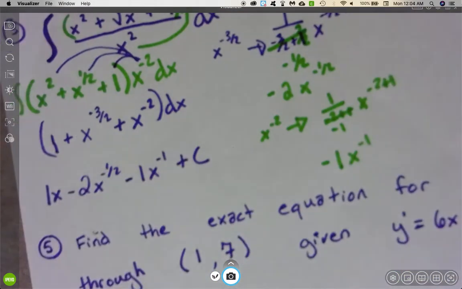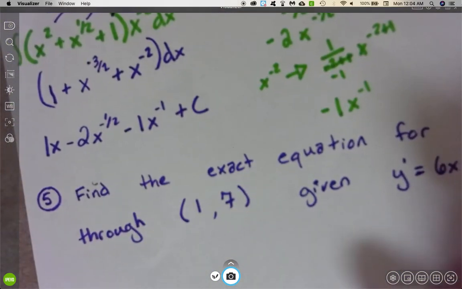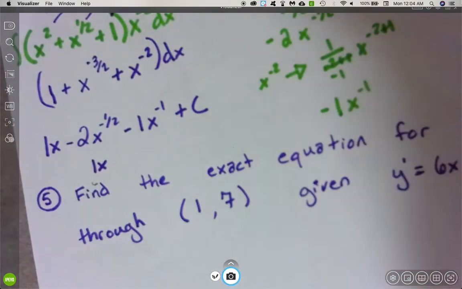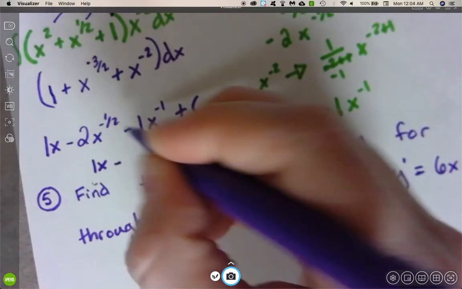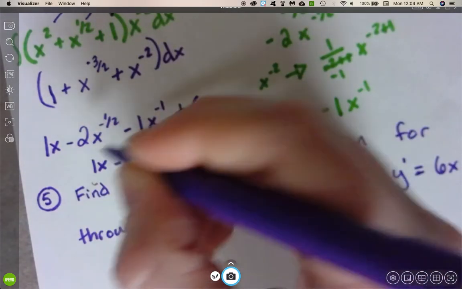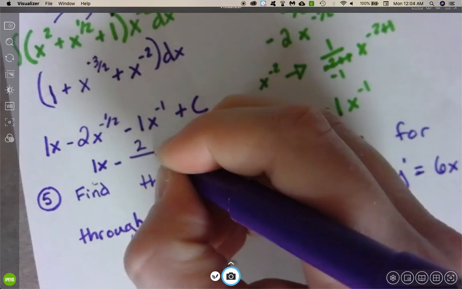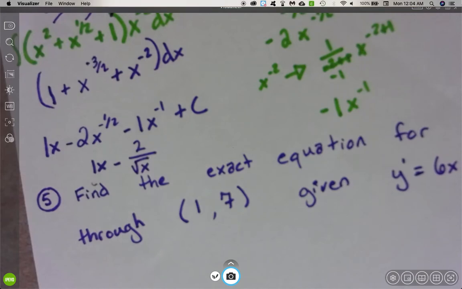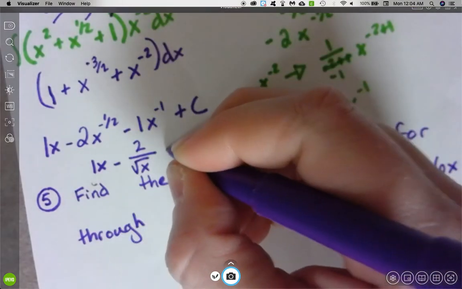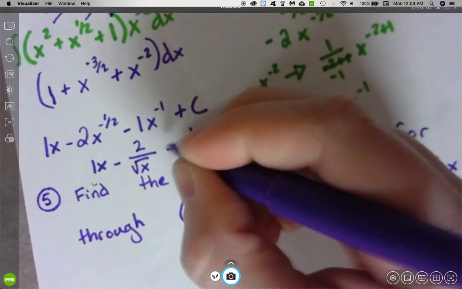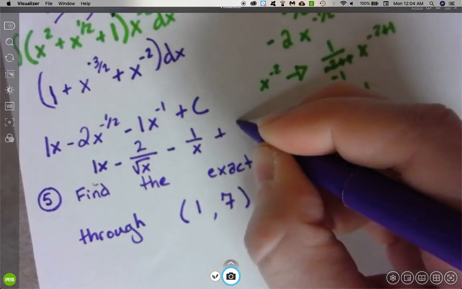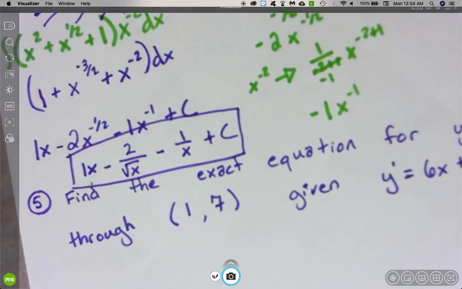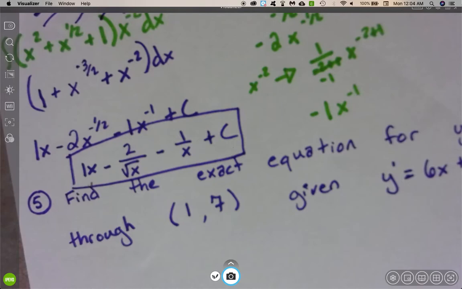The only other thing I'm going to do to change this is 1x, or you can just leave it as x, it doesn't need the 1 in front. Minus, this would be x to the 1/2 power on the bottom. And 1/2 power means the square root, so this is what it would look like: 2 over the square root of x, minus 1 over x, if I move that x to the bottom, plus c. That's it fixed so that it doesn't have any negative exponents, which makes it a little bit nicer looking, I guess.